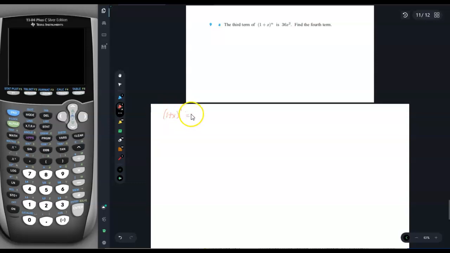So they're saying (1 + x)^n expands, and you're going to have the first term, you don't know what it is, the second term, you don't know what it is, and the third term, which is 36x squared, and they want to know the fourth term. Well, to figure out the fourth term, you have to figure out what n is. And so how do you figure out what n is? Well, we know something about what this looks like, right?